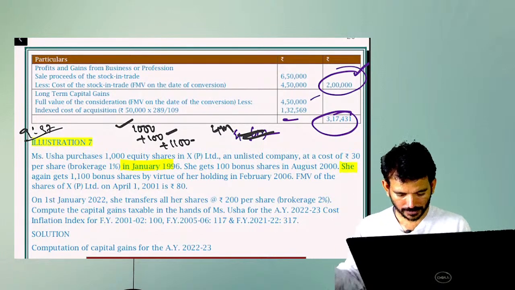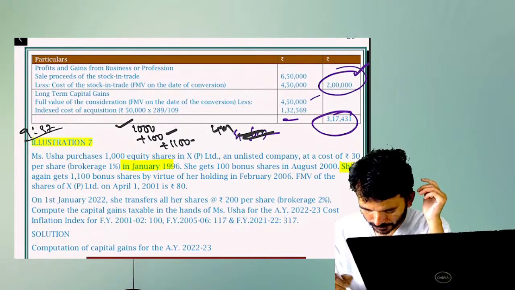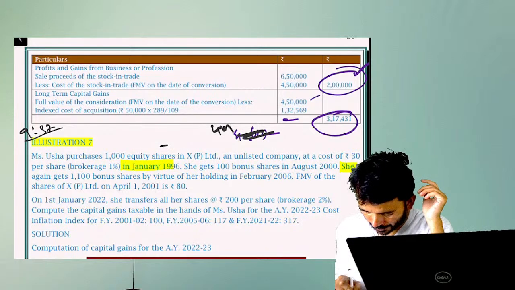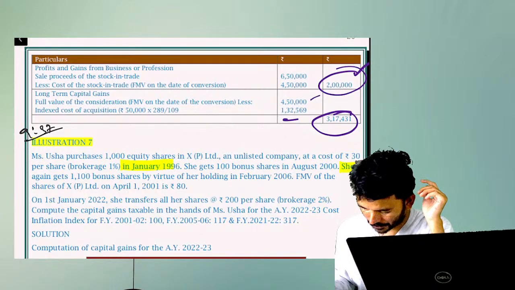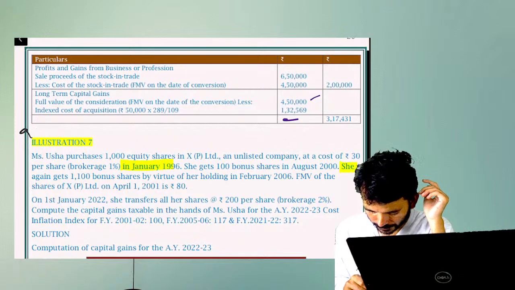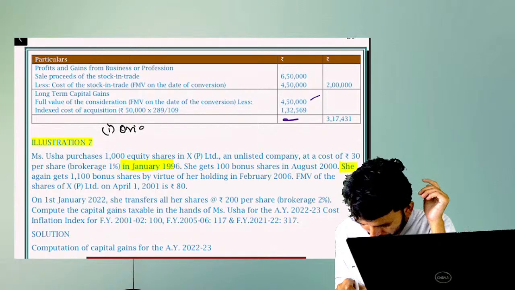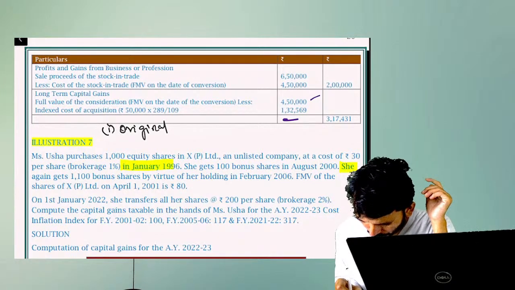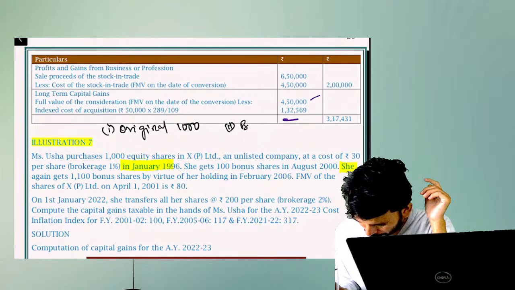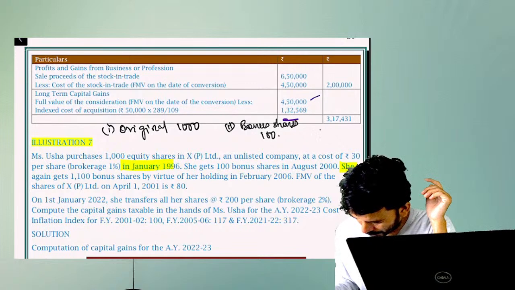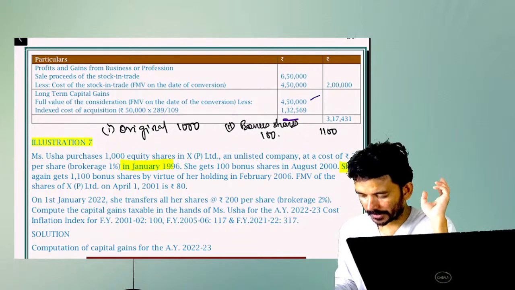So I want to answer in 3 different ways, guys. What is the capital gain or loss with respect to each item? Original shares were 1000. Bonus shares 100, bonus shares 1100. This is the answer I'm expecting.